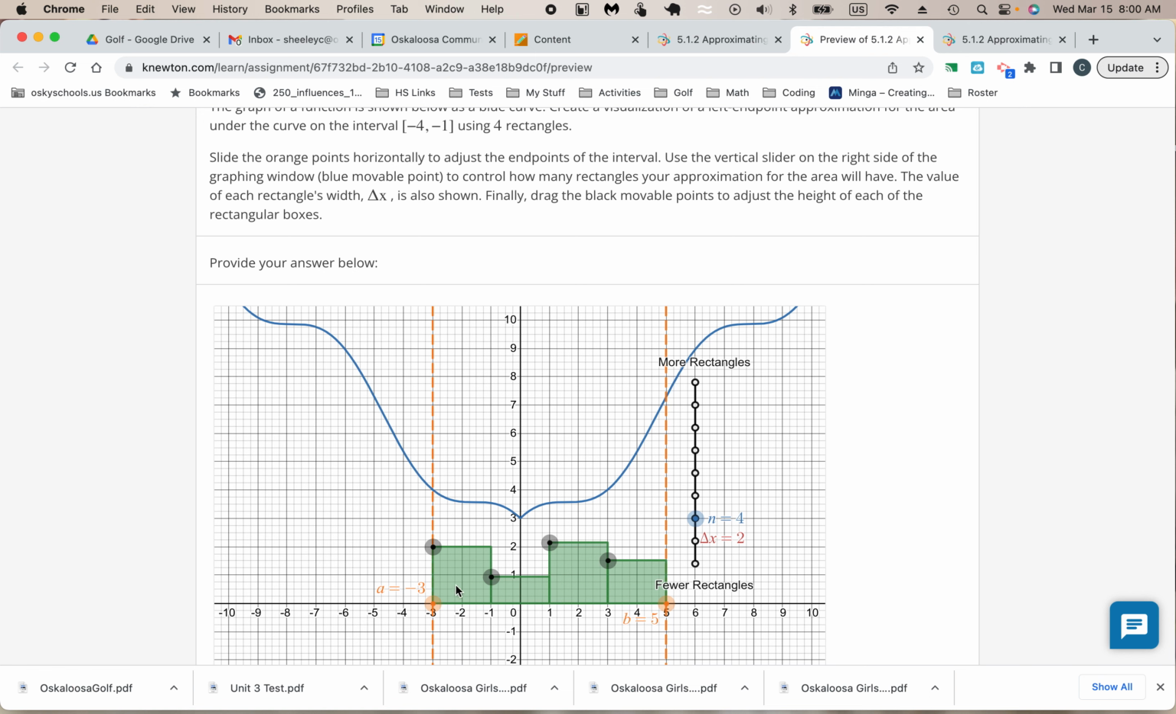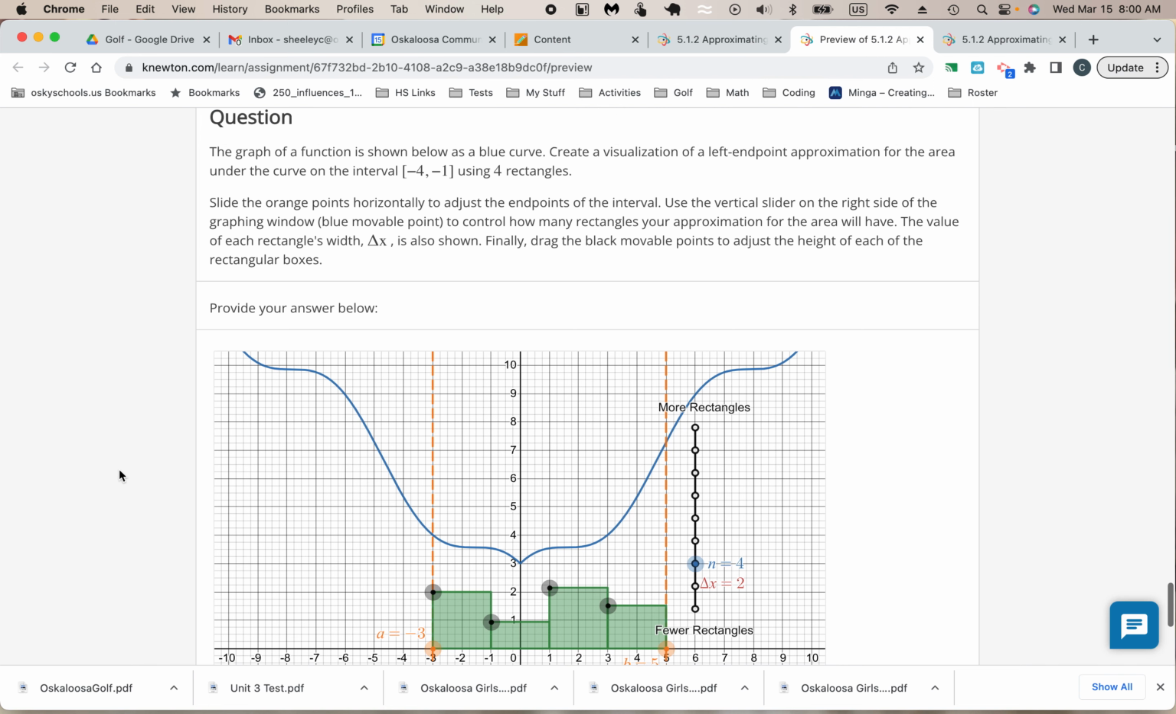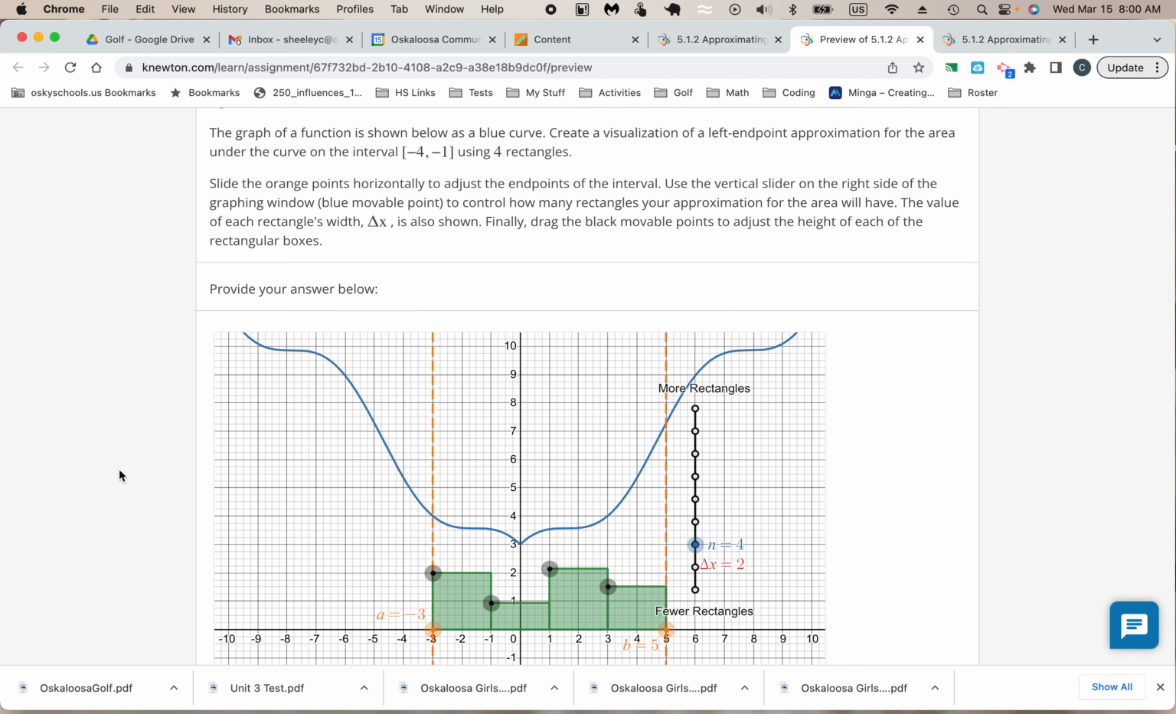So these are going to represent our areas that we're adding together, and we're going to take the left endpoint, attach it to the function. Part of the rectangles will be outside or above the curve, and then the rest of them will be under the curve. And so we're trying to find an approximation for the area under the curve. -4 to -1 are the endpoints for our domain, or the area that we're trying to find.